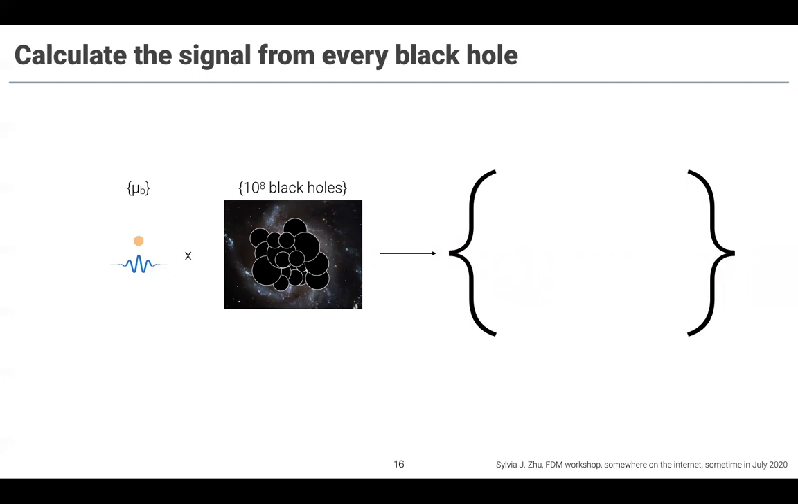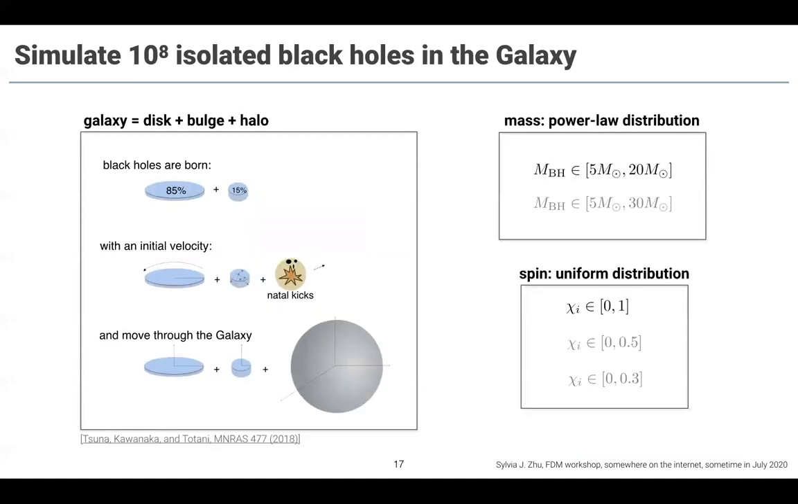So what we need now is a prescription for the properties of 10 to the 8 black holes in the galaxy. Of course, we don't actually know where the black holes are, and we don't know what their properties are down to a T, but we can make some simulations based on some educated guesses, or based on observations and observational evidence. So we started with a prescription for where black holes are in the galaxy today and how fast they're moving.